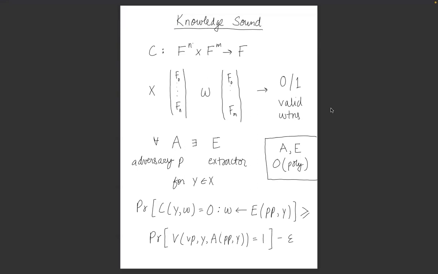So now let's see how we prove knowledge soundness. For that, we'll just go over what knowledge soundness means and how it is defined. So let's start. We have a circuit which is defined over an n-tuple of field elements and an m-tuple of field elements, where the n-tuple represents this statement X and the m-tuple represents the witness omega. And this will output 0 for the circuit.